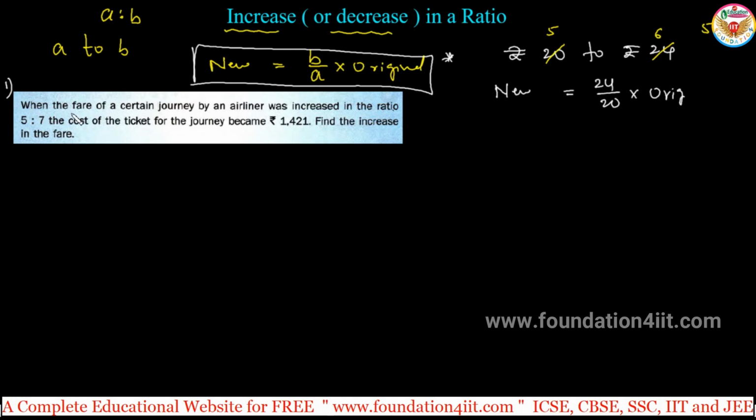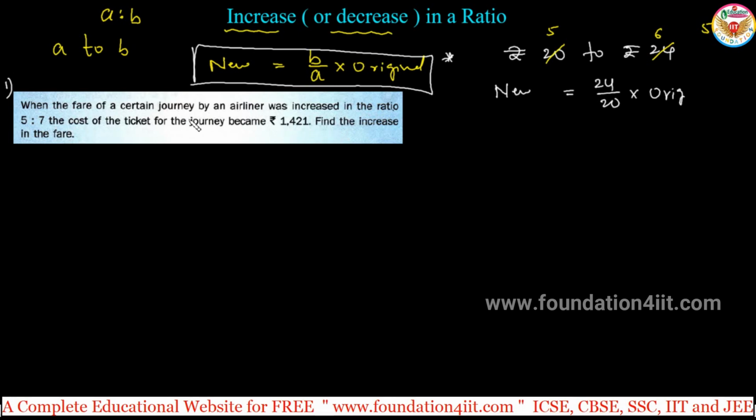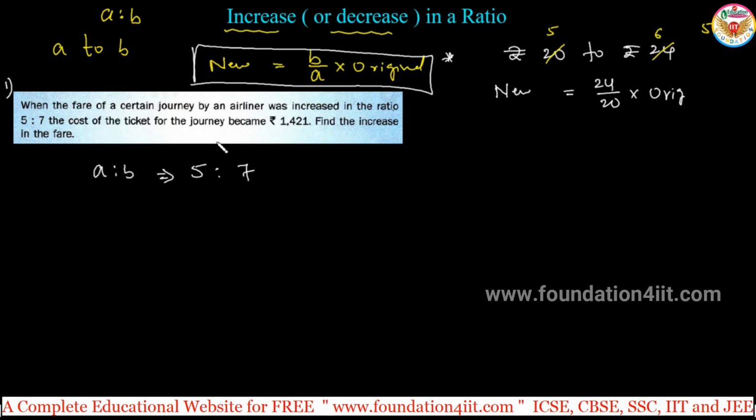In this question, when the fare of a certain journey by an airliner was increased in the ratio 5 is to 7, the cost of the ticket for the journey became 1421. This is the new, changed fare. Find the increase in fare. So we can find out the original first. It is increased in the ratio 5 is to 7, like A is to B is equal to 5 is to 7. Then the cost of the ticket for the journey became 1421. It is already increased.